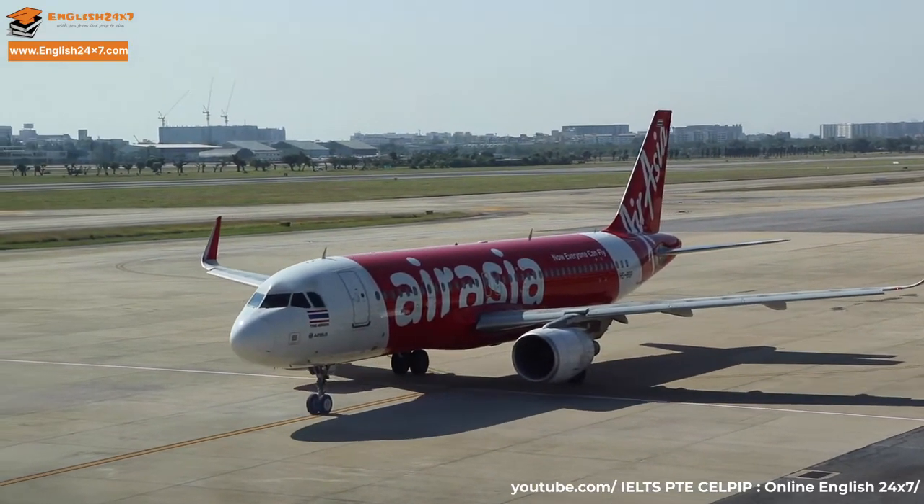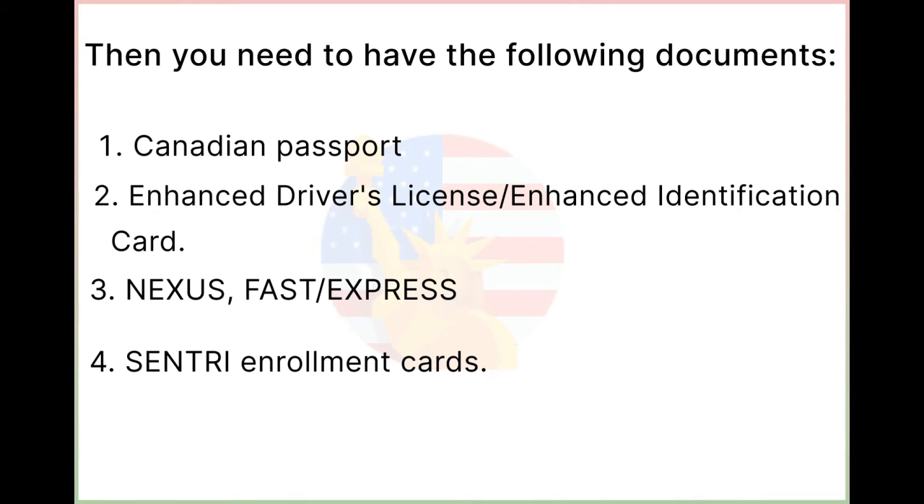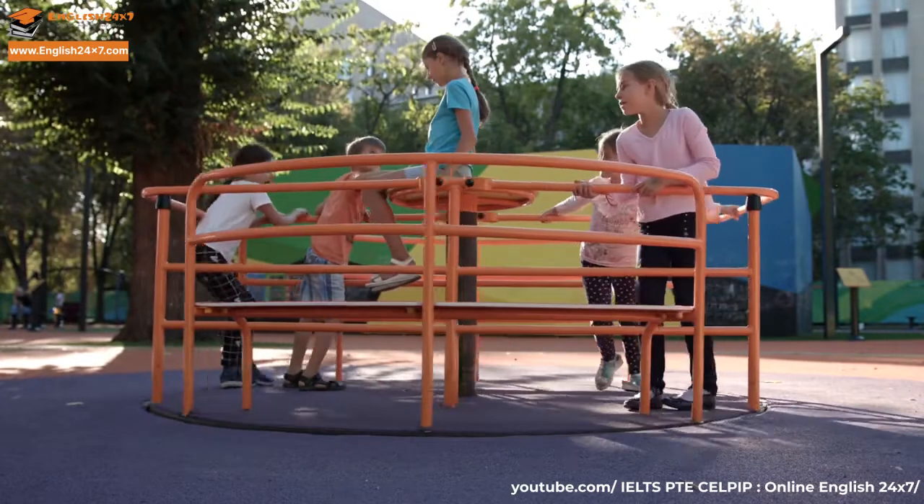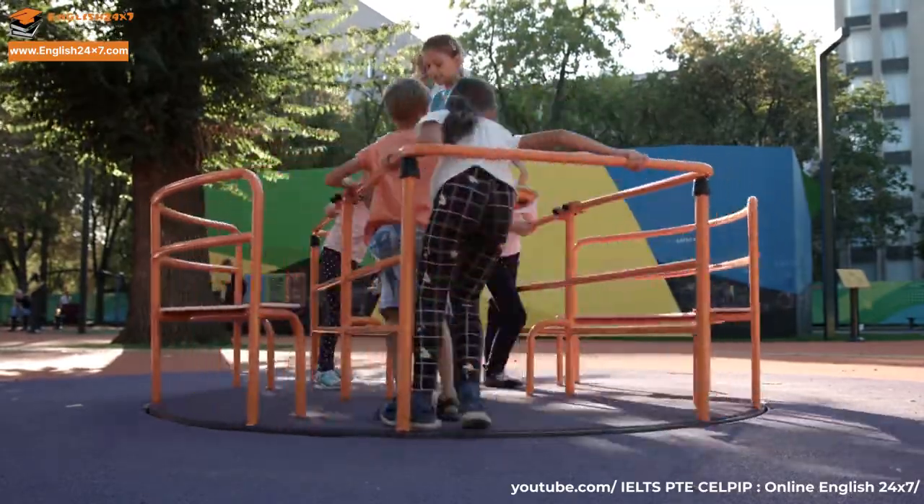And if you are entering by land or sea, then you need to have the following documents. Number 1, Canadian passport. Number 2, enhanced driver's license, enhanced identification card. Number 3, NEXUS, FAST, EXPRESS. Number 4, SENTRI enrollment cards. Children under 15 need their birth certificate or a Canadian citizenship card. And children aged 16 and older must have a valid passport.